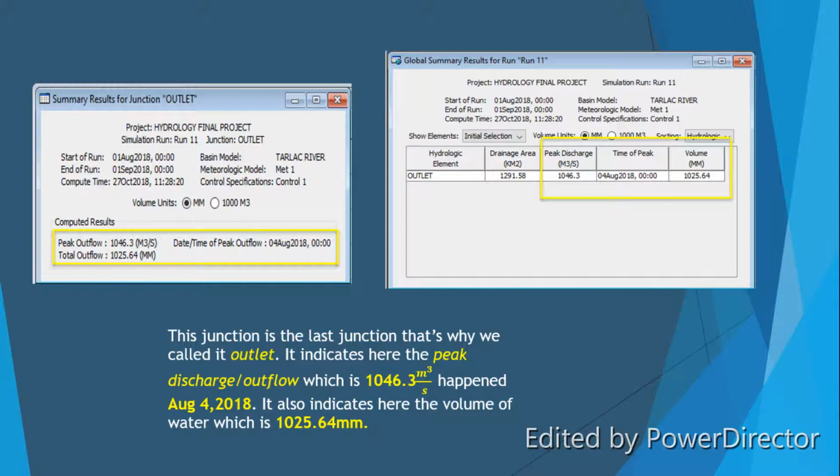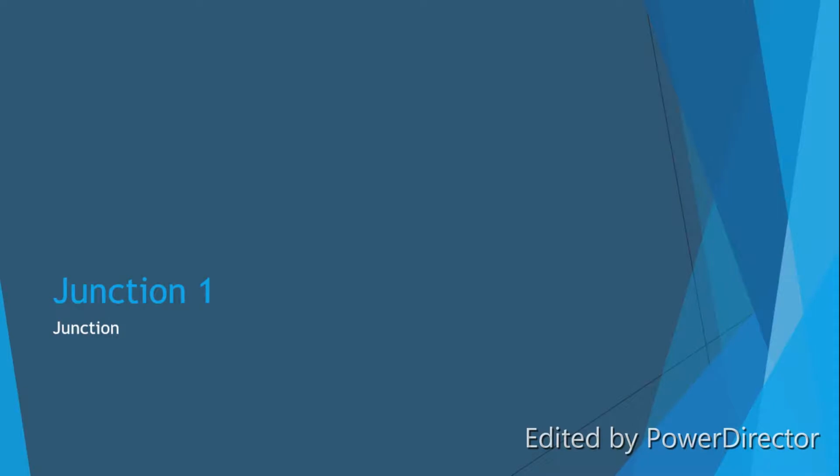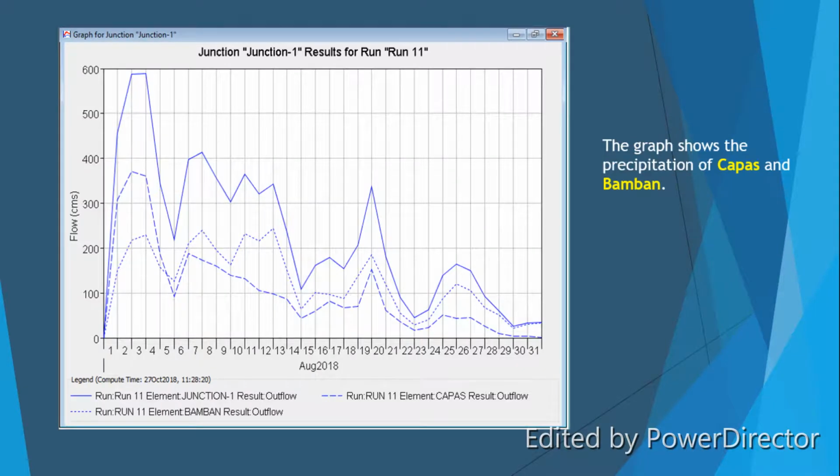The summary of results for junction outlet. This junction is the last junction, that's why we call it outlet. It indicates here the peak discharge or outflow, which is 1046.3 cubic meters per second, happened on August 4, 2018. And it also indicates the volume of water, which is 1025.64 millimeters.